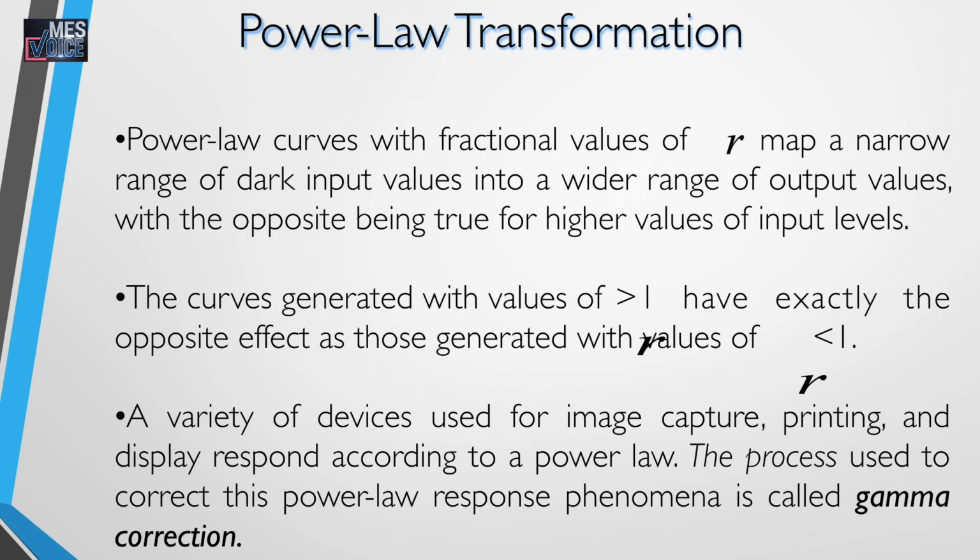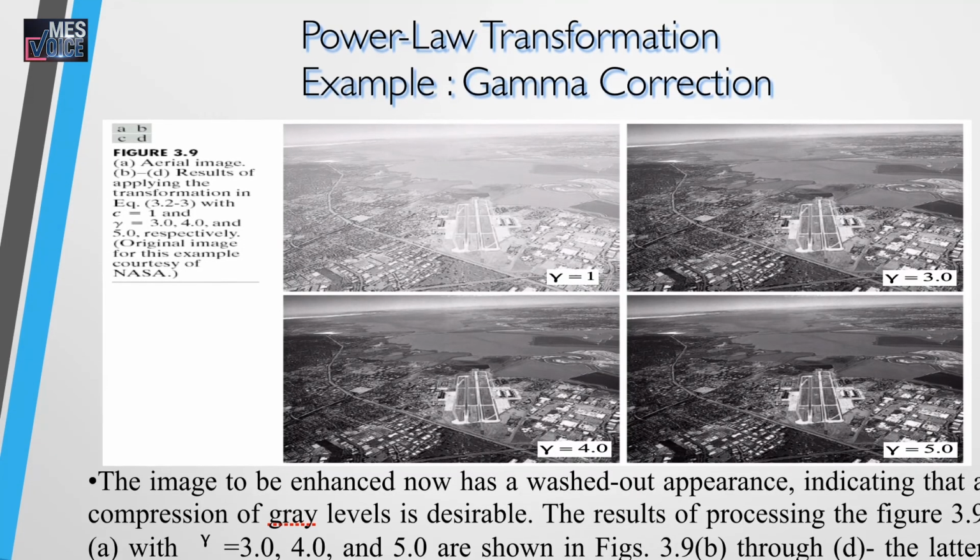Power law curves with fractional values of R map a narrow range of dark input values into a wider range of output values, with the opposite being true for higher values of input values. The curves generated with values of gamma greater than 1 have exactly the opposite effect as those generated with values of gamma less than 1. A variety of devices used for image capture, printing and display respond according to a power law. The process used to correct this power law response phenomenon is called gamma correction. You can see the example in the figure.